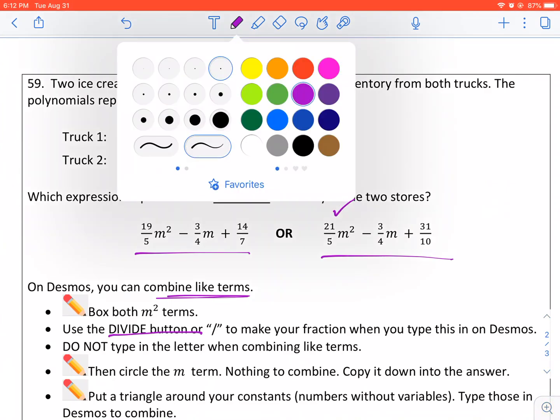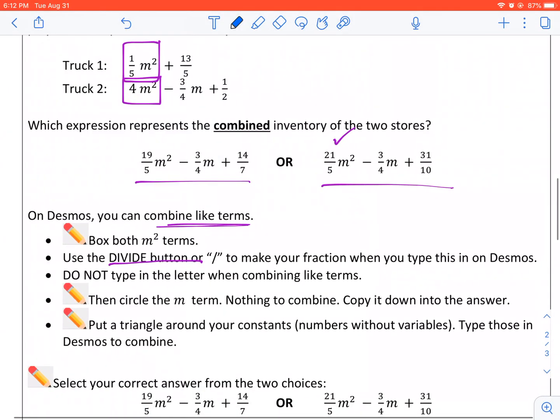Whenever we go to our next step, it said do not type the letter, so that's why I did not include the M. It says then circle the regular M terms with no other thing right there. Let's see if I can squeeze that in. And it says nothing else to combine, so you copy it down into your answer, and that's where these pieces are coming in the middle.